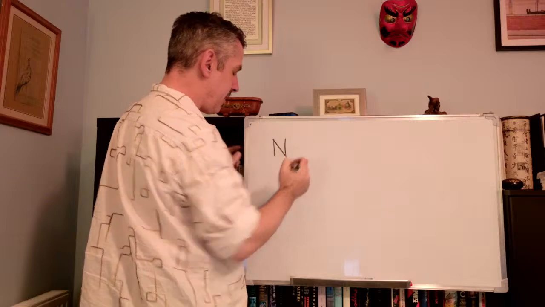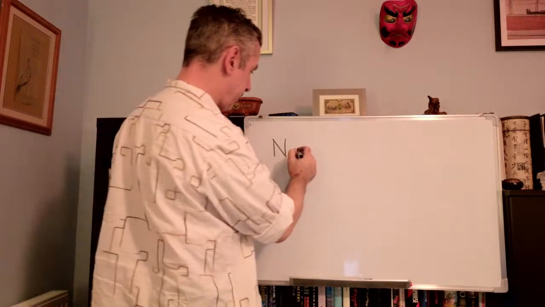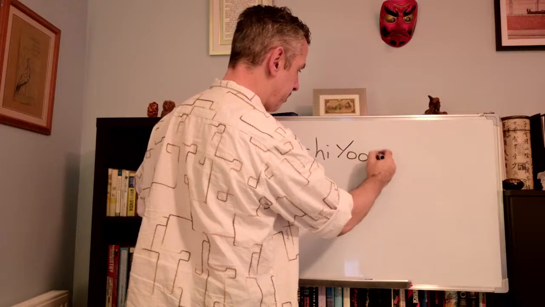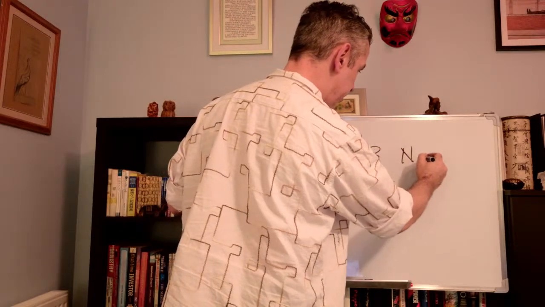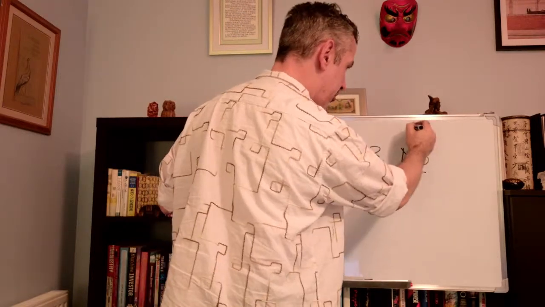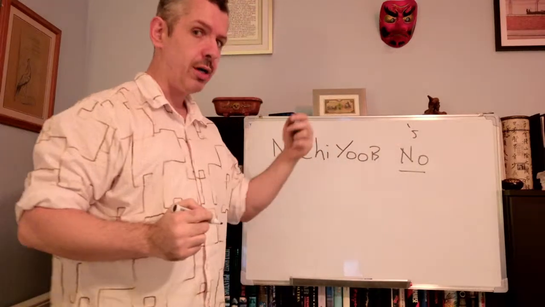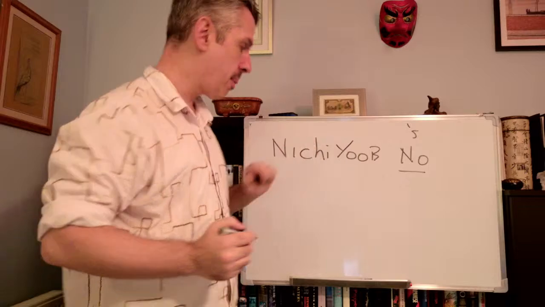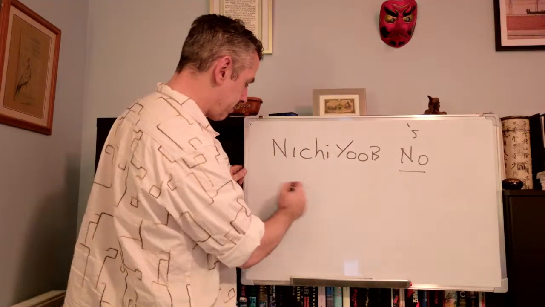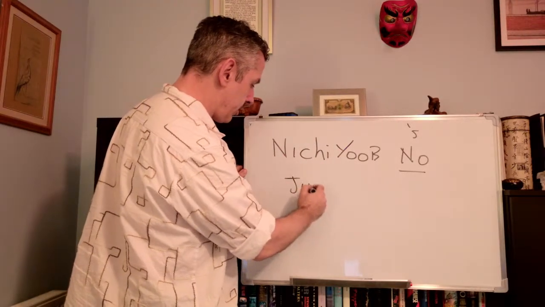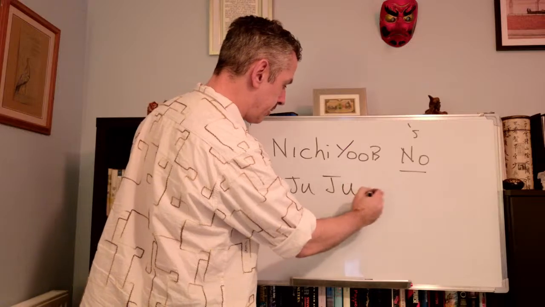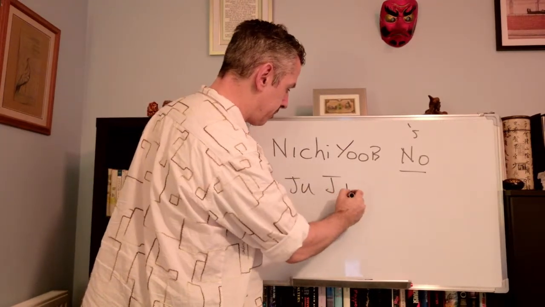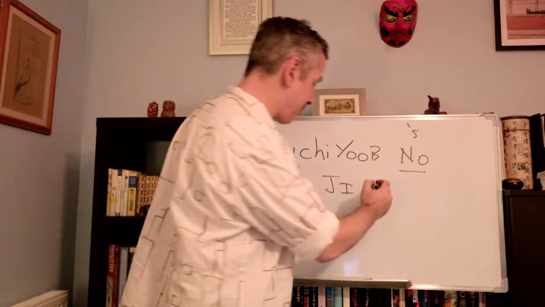So if I wanted to say 10 o'clock on Sunday, nichiyobi no, that's apostrophe S, remember, or a meaning that has ownership, this thing here that's after this. Nichiyobi no juji. Oops, not juju, juji. Let's get rid of that. Put an I. Juji ni.